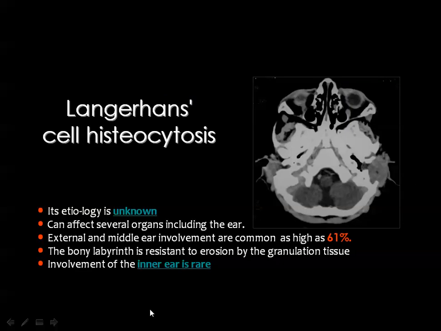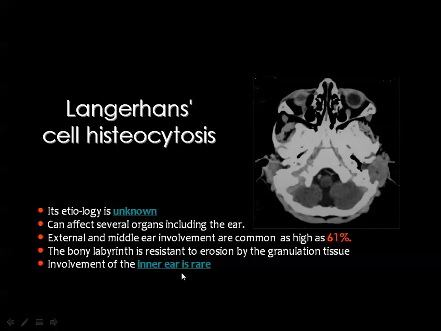This is a peculiar example of a lesion which is considered by many as a spot diagnosis. This is the histiocytosis of the petrous bone, or Langerhans cell histiocytosis, where you can see this frequent appearance of bilateral, almost symmetrical soft tissue masses centered on the region of the external canal.